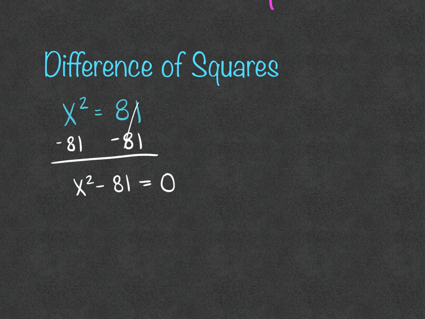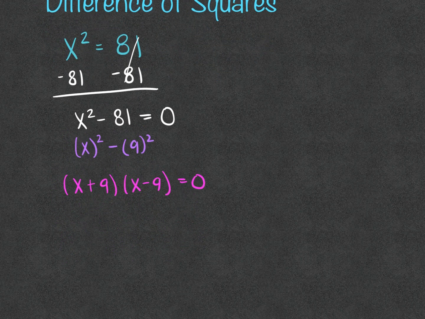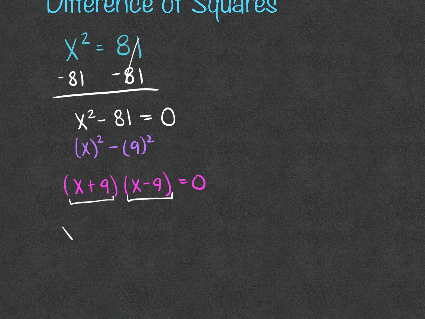Okay? Again, if you remember our factoring stuff that we talked about the other day, we're going to figure out how to factor this, which is a difference of squares. The reason it's a difference of squares is because I can write this as x squared minus 9 squared. And if you can do that, then your factors are x plus 9, x minus 9. And then we're setting it to 0. Then just like before, we're going to take each of our factors and separately set them equal to 0. And that's how we'll get our answers.